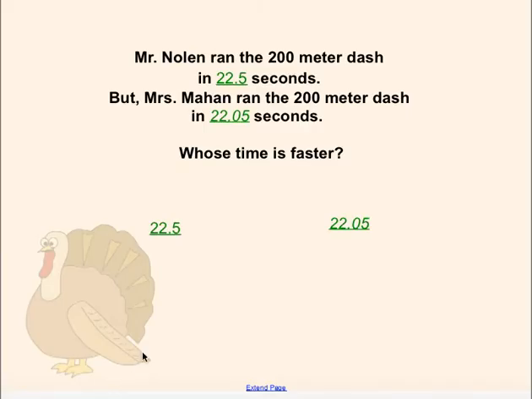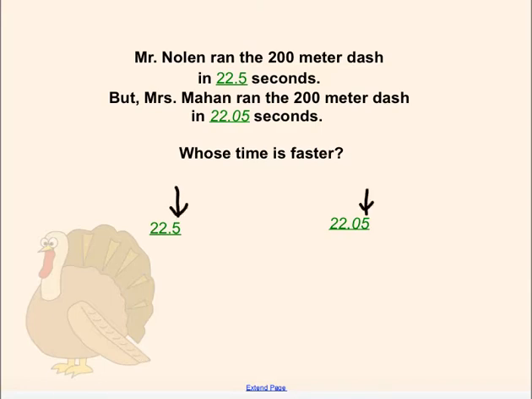We need to compare some decimals. So if we have this idea, Mr. Nolan ran the 200-meter dash in 22.5 seconds, but Mrs. Mahan ran the 200-meter dash in 22.05 seconds. Whose time is faster? Well, the 22s are the same, so we need to look at the 5s.